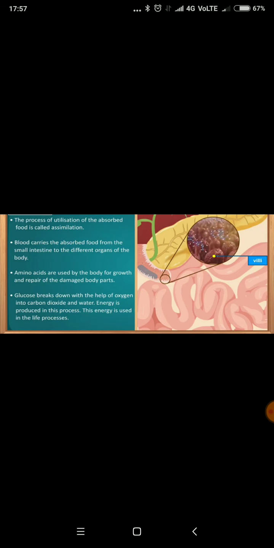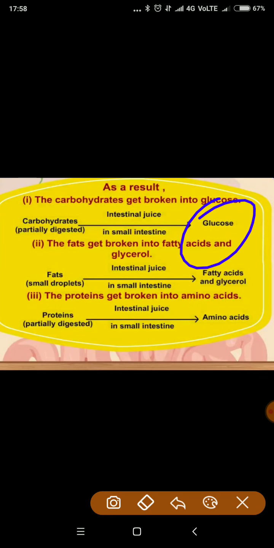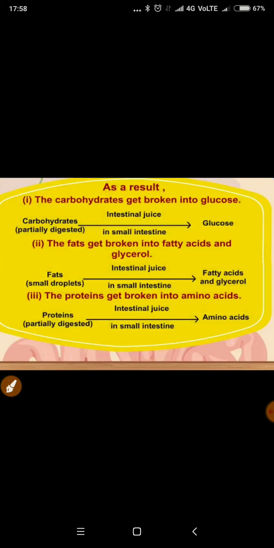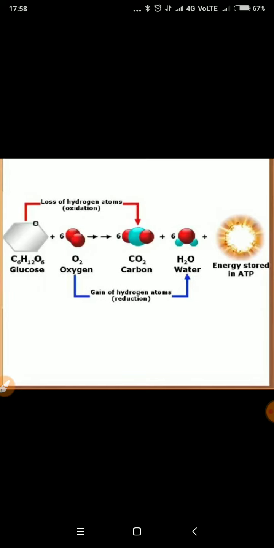Okay, I hope it must be clear to you now what happens to the glucose which is formed over here. यहाँ पर बना था, है ना. अमीनो एसिड तो हमारे बॉडी के वॉन एंड टॉन टिश्यूज़ के लिए यूज़ हो गया, और ग्लूकोज रेस्पिरेशन के लिए यूज़ हो गया. Are you able to see? Loss of hydrogen atom, carbon dioxide and water, and energy is stored in ATP.